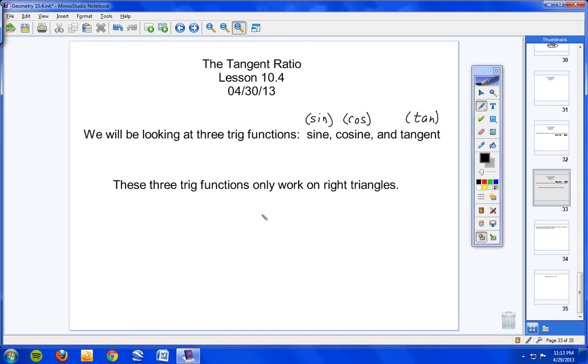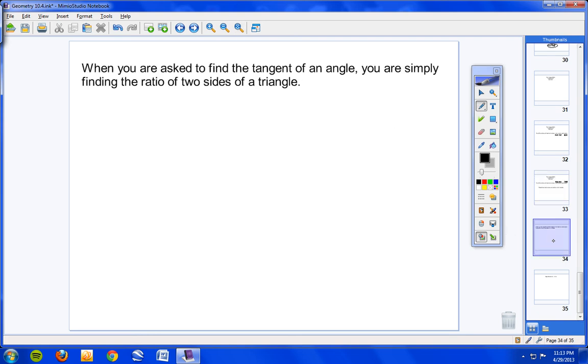Okay, copy down this last sentence, and we're going to jump right into the math. I'm going to give you a formula, and we're going to do 1, 2, 3, 4 problems, then some quick calculator problems that take about 1 second each. And then I want you to start working on your homework. Write this sentence down, please. When you are asked to find the tangent of an angle, you are simply finding the ratio of 2 sides of a triangle. Students, I promise you, it's that easy.